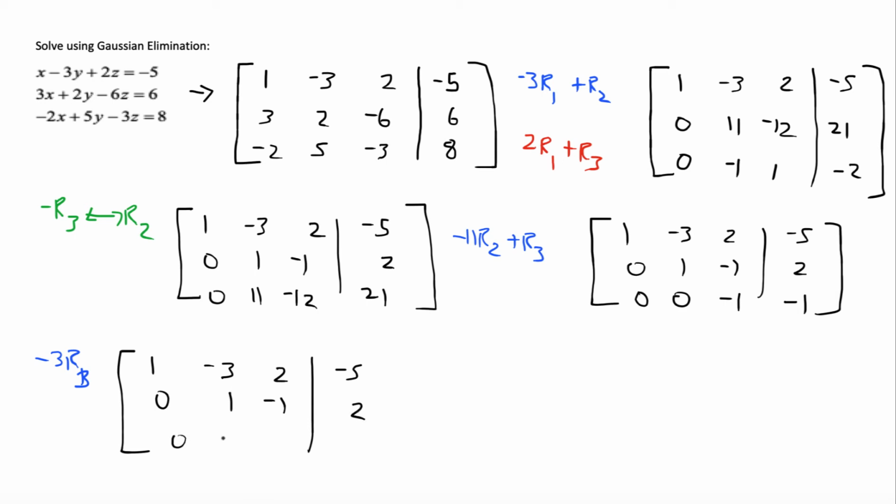But here we get 0, 0, 1, 1. Okay. So here when we have 1s along the main diagonal and 0s everywhere below it, this is called the row echelon form. We call that REF for short. Now in the reduced row echelon form, we also want to get 0s in these 3 entries here.